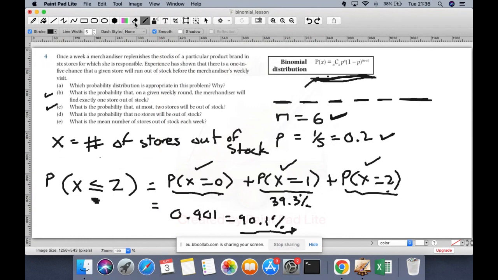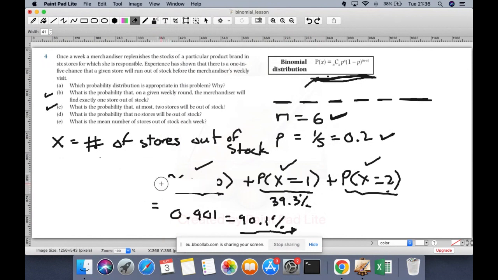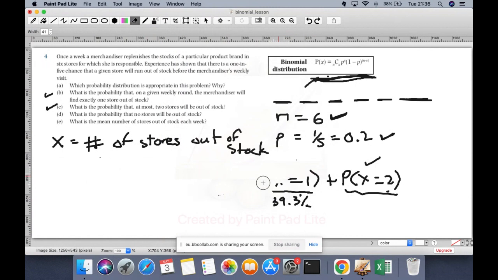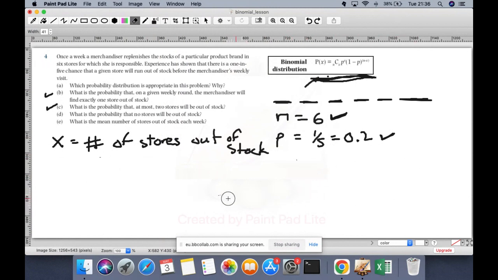Let's look at D. I think you're getting the hang of it now. All right. D. What is the probability that no stores will be out of stock? Now, remember, X is the number of stores out of stock, and we're asking, what's the probability that no stores are out of stock? That means X equals 0.